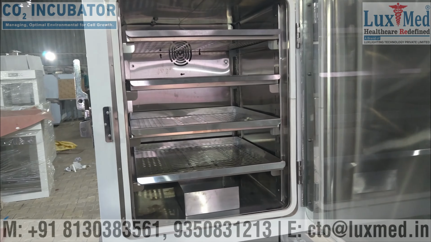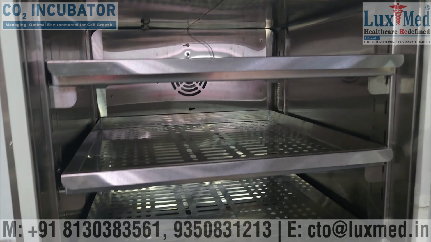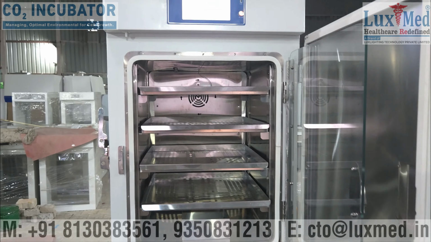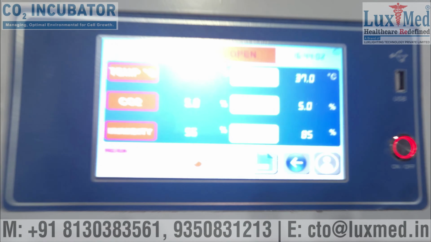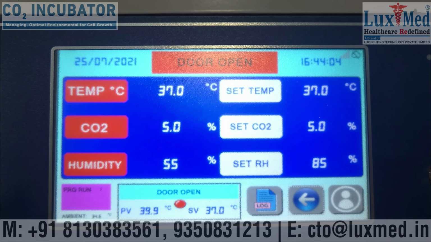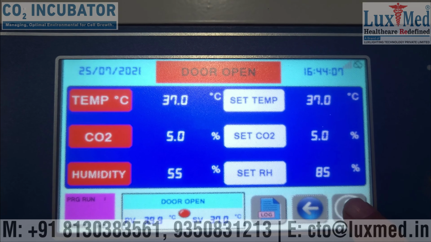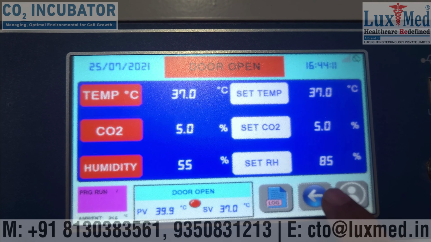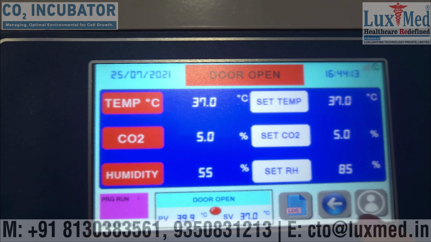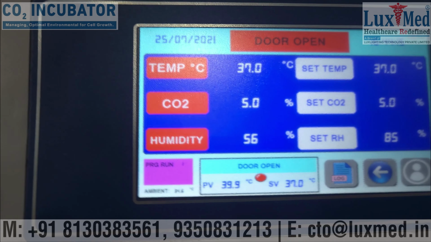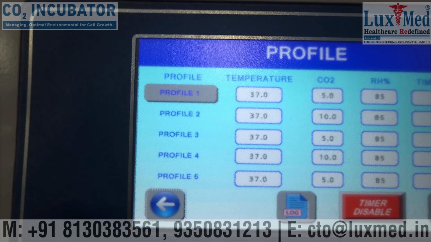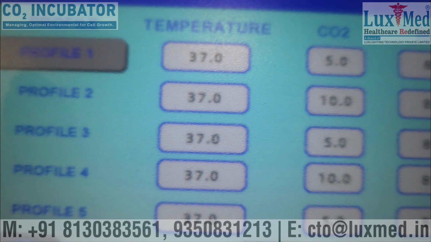How CO2 incubators work. CO2 incubators control several key parameters to maintain optimal conditions for cell culture. Temperature. They maintain a specific temperature, typically 37 degrees Celsius, which is optimal for many mammalian cell types. Humidity. High humidity levels, around 95%, are maintained to prevent the cells from drying out.